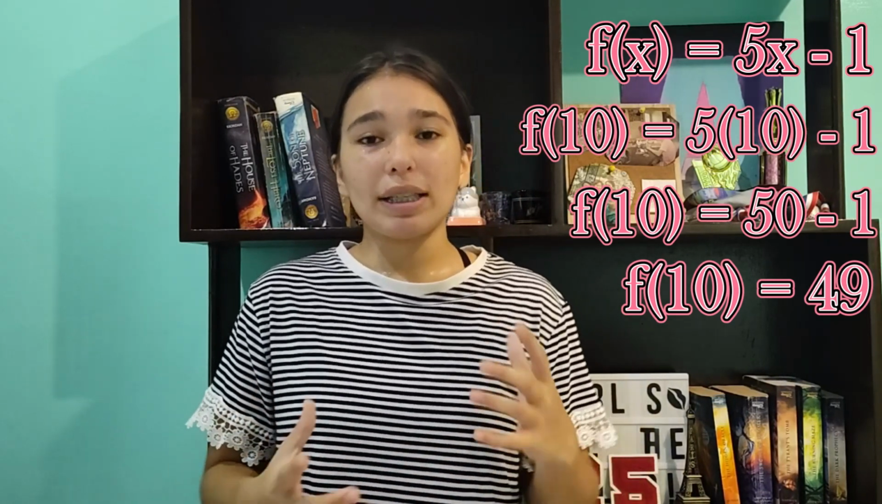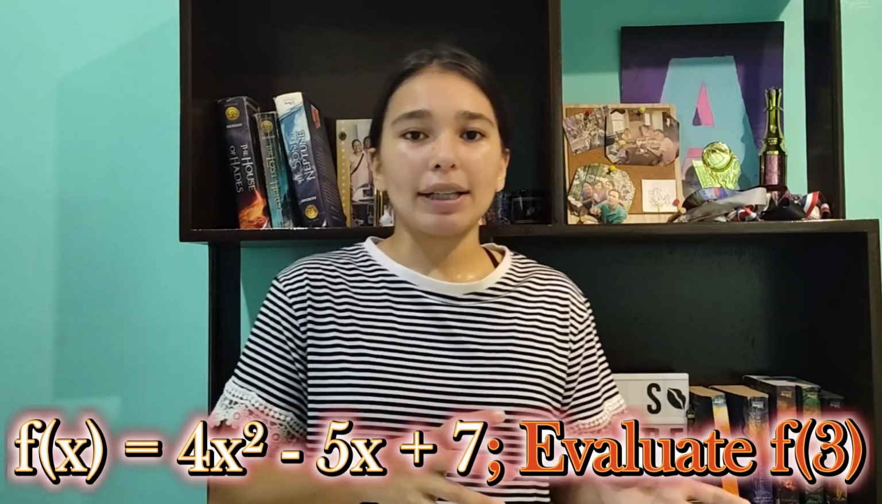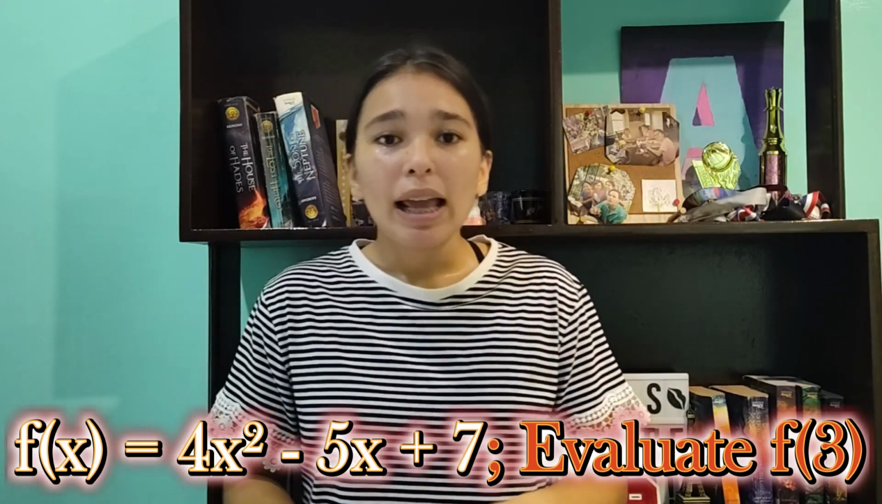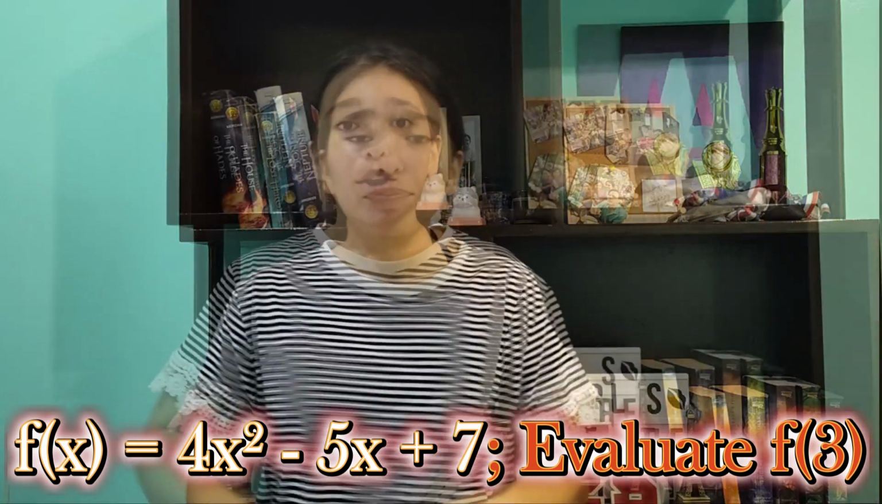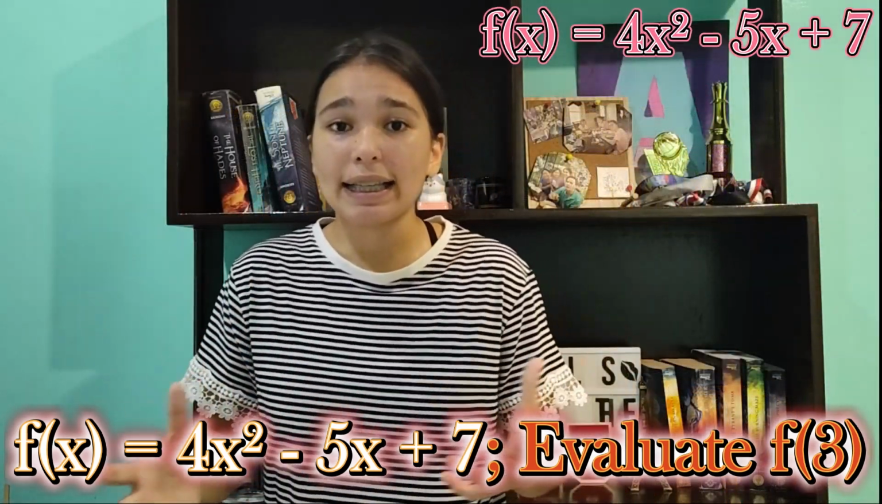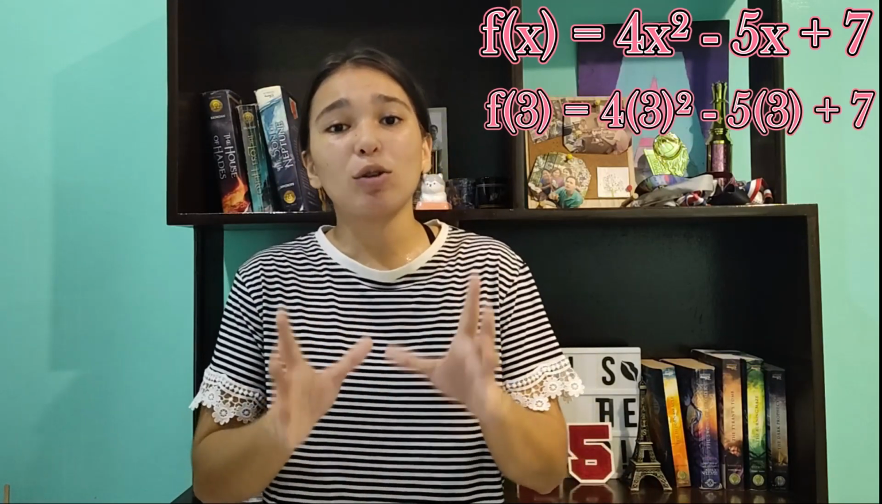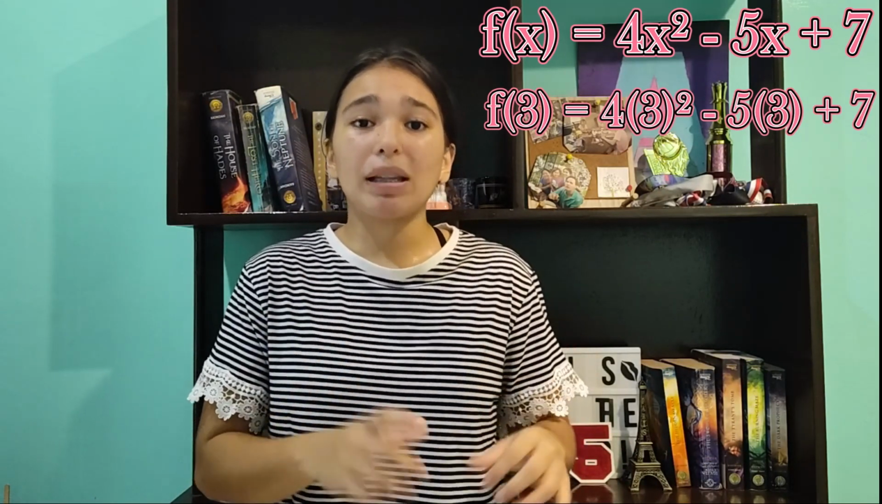So ayun na to ang isa ka complicated na problem to really give you confidence na kaibaw mo ani na skill. So let's say f of x equals 4x squared minus 5x plus 7. Evaluate f of 3. So first, pulihi ang x's sa 3. So, and you get f of 3 equals 4 times 3 squared minus 5 times 3 plus 7.